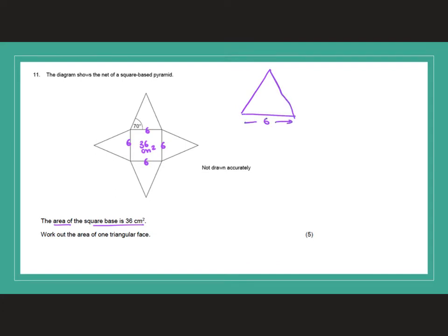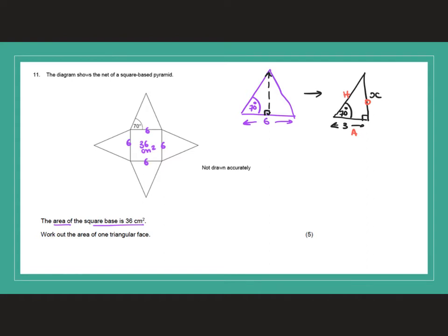So now, let's look at one of these triangular faces in a bit more detail. We have a base of 6 and an angle of 70. Now, to calculate the area, we need to work out the height. So what I'm going to do is split the triangular face into half, into two right-angled triangles. Here's my angle of 70, and then the base of the right-angled triangle is obviously 3. And I want to work out this height here, which I'll call x. Let's make sure we've labelled our triangle. So the hypotenuse is over here, this is the opposite, and this is the adjacent.